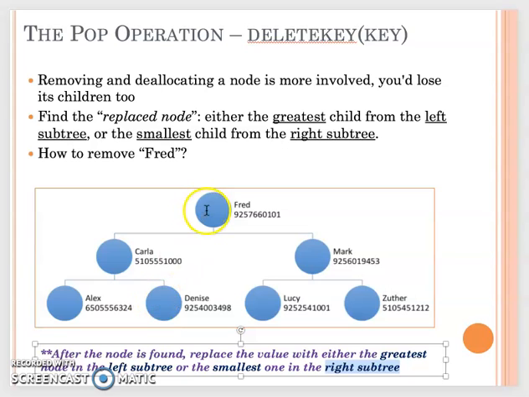Or we can use Dennis. So then if Dennis goes up, you see all the nodes from the left hand side are smaller than Dennis, and all the nodes from the right hand side will be greater than Dennis. So that's the way we want to do when we do the delete key.